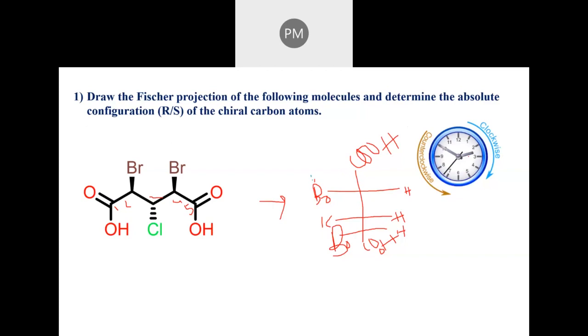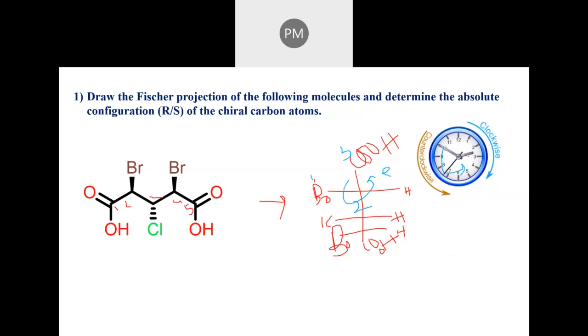So we have to give the numbering. So this one will have first priority. Now this C-Cl bond will be our second priority. COOH will be our third priority. So the carbon center rotates 1, 2, 3. So the direction of rotation is counterclockwise. And the fourth priority is horizontal. So this will be R.